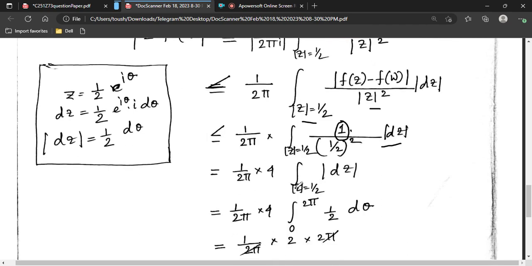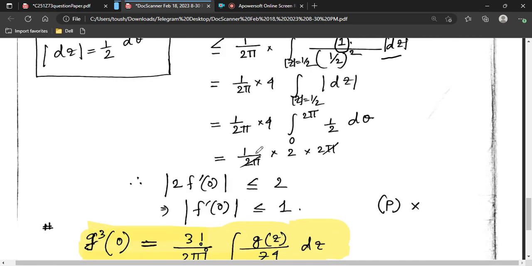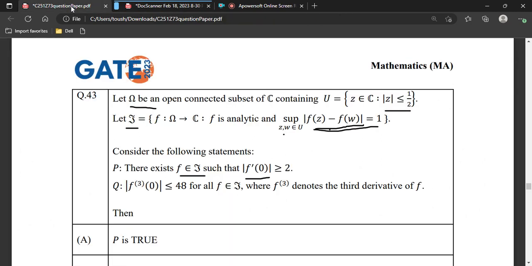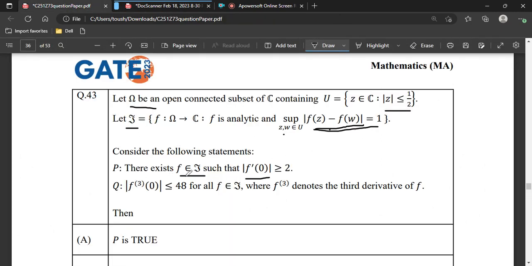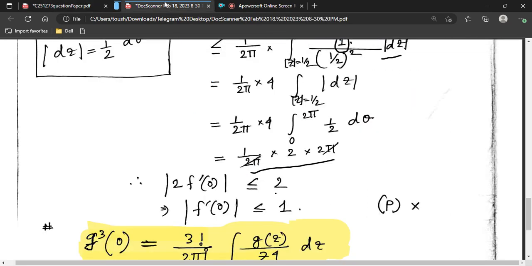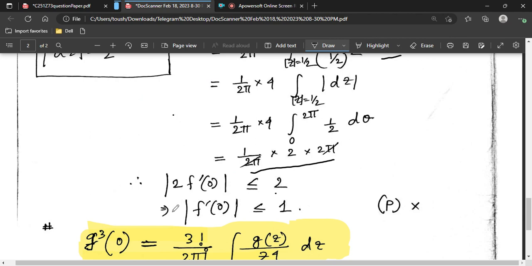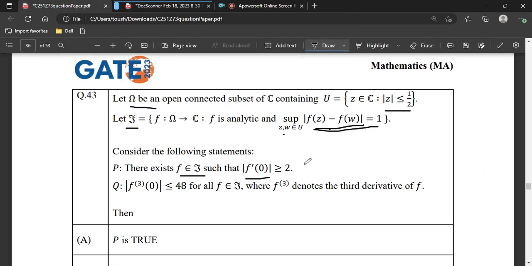Now theta is from 0 to 2 pi, so you will get that 2 f dash 0 is this one. After calculating you will get 2 f dash 0 is less or equal to 2, and hence f dash 0 is less or equal to 1. But the statement P says there exists f such that mod f dash 0 is greater or equal to 2. Generally, for any function f in tau, its derivative f dash 0 can be at most 1. So statement P cannot hold; this is wrong.